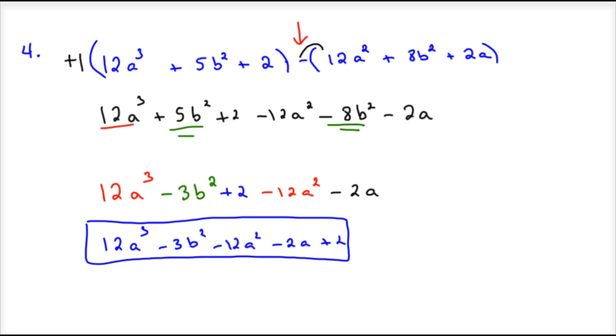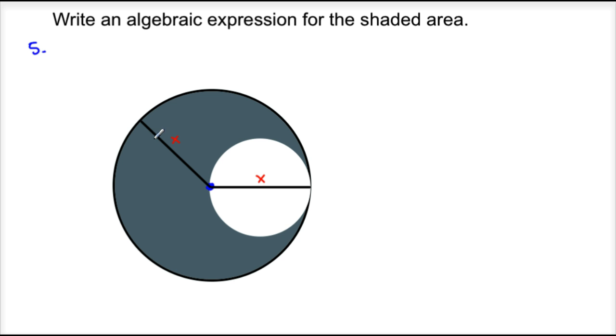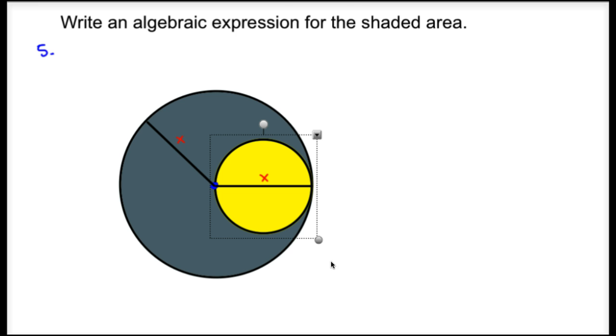Alright, let's take a look at one more. It says write an algebraic expression for the shaded area. So I have a shaded area here in the gray area, and I want to write an expression for this shaded area. I just went back and changed the white circle to a yellow circle so you can see the difference. The area I'm looking for is the gray shaded area here, and I want to find an expression for this area.